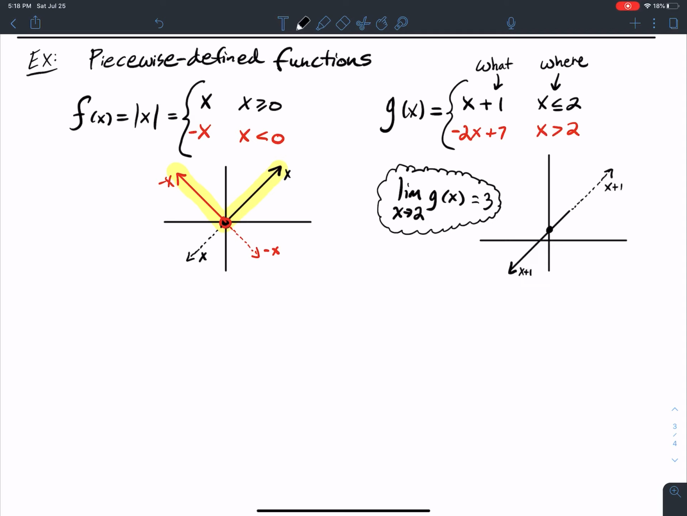Okay, and so when I graph the first part, the line x plus 1, where is it true? It's true for x values that are less than or equal to 2. So less than or equal to 2 is right here. So this is the 2 mark, right? So that's why it's a solid line there.